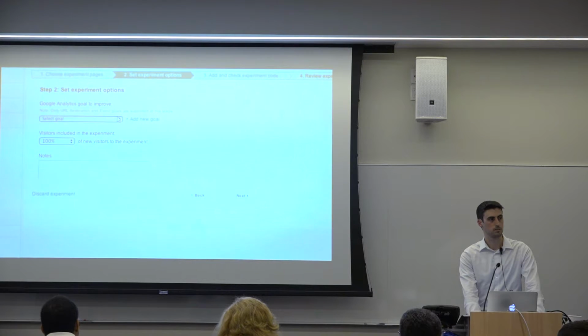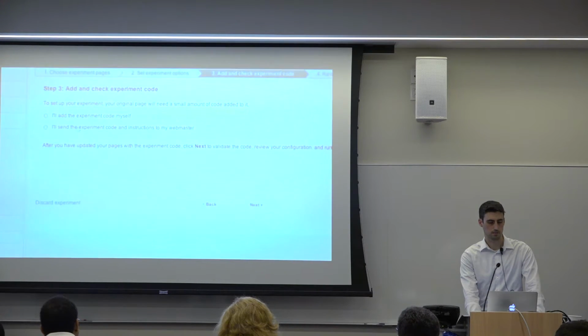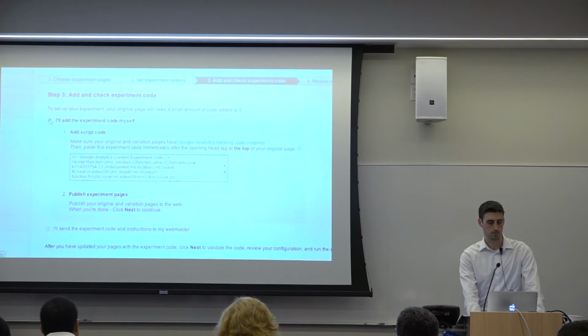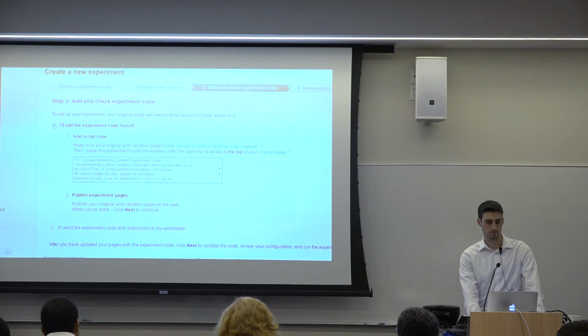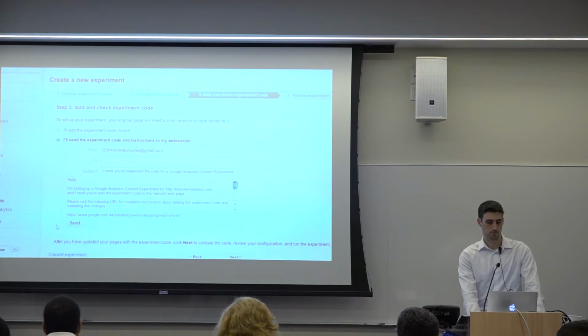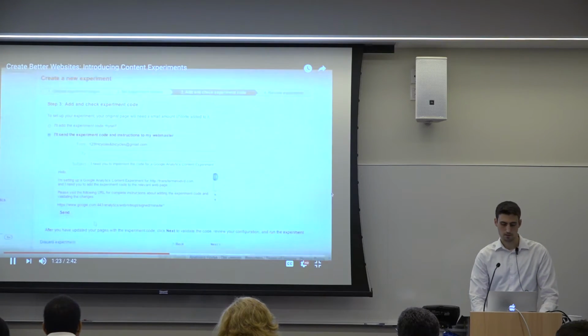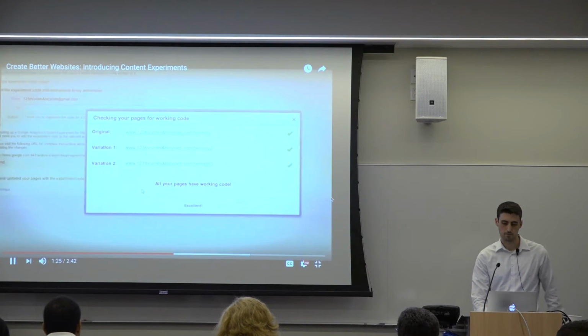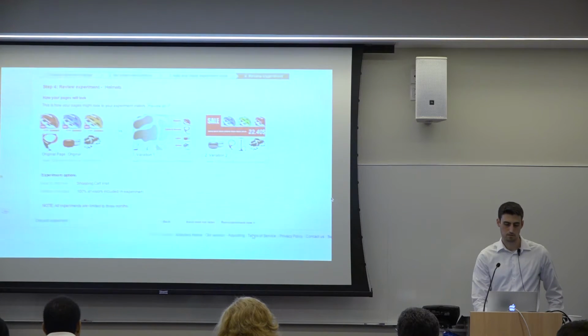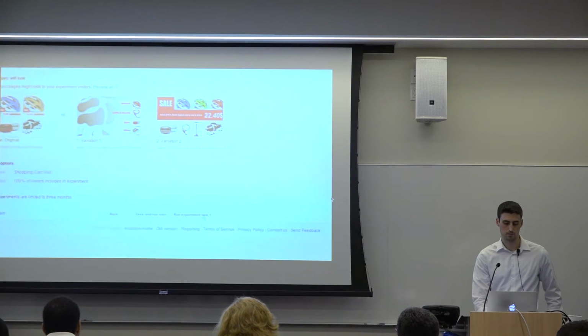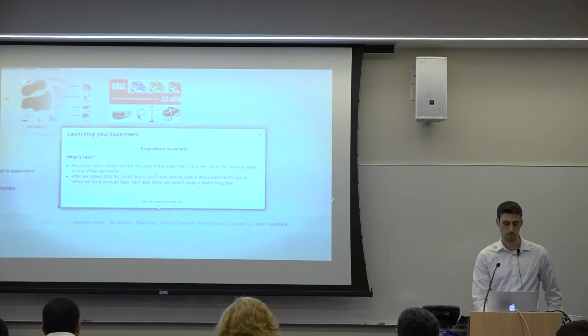select what goal you'd like to improve and what percentage of visitors to include in the experiment. You'll then have the option to add the experiment code to the original page yourself, or you can email it to your webmaster. Once the code is added, you can validate it within the setup wizard. Finally, you can review the full experiment that you've set up and select to run it now.